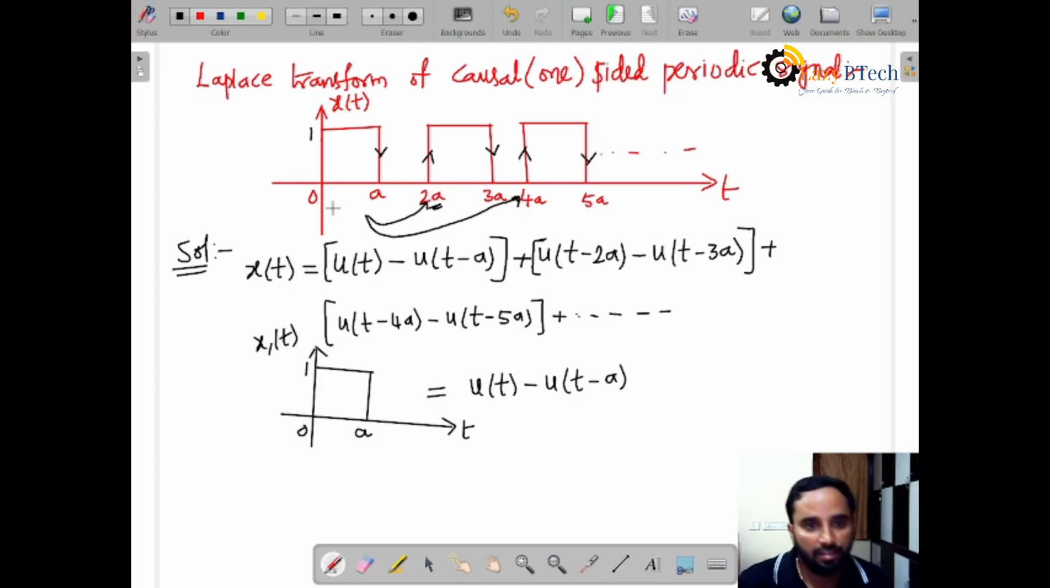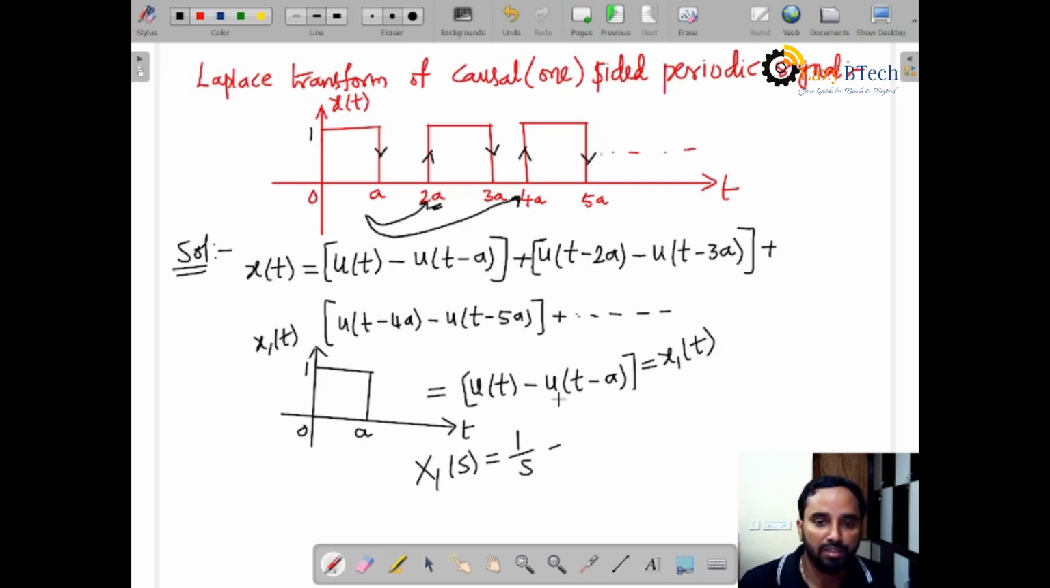So if you calculate the Laplace transform of the first cycle of this signal, that is x1 of t, the remaining we can write easily by applying the time shifting property. So this is the first cycle x1 of t. Its Laplace transform we are going to do now. That is x1 of s is equal to 1 by s, the Laplace of u of t, minus the Laplace of u of t minus a. By the time shifting property, 1 by s into e to the power minus as. So this is the first one.